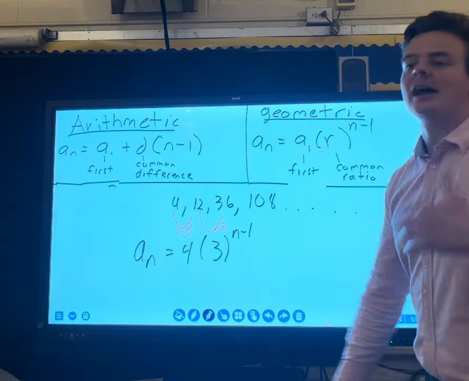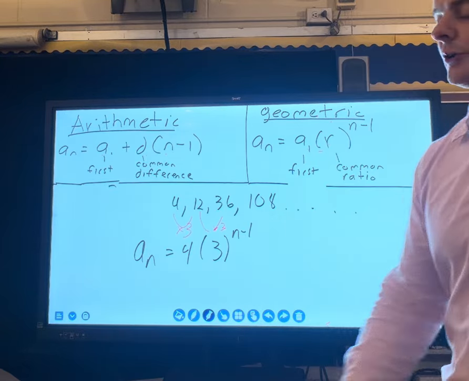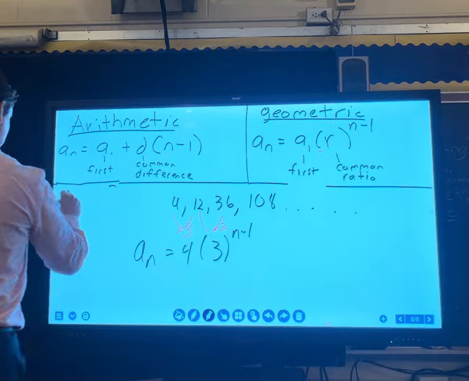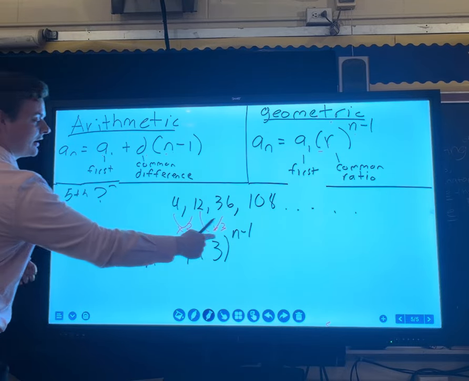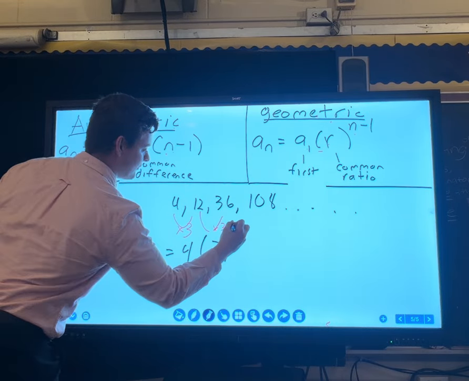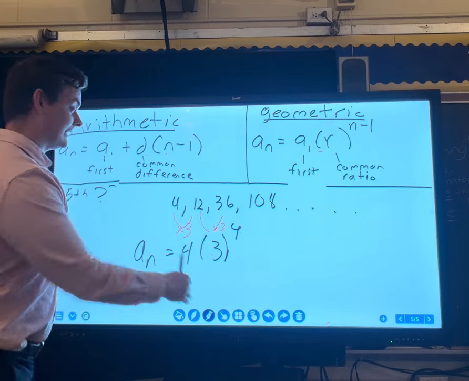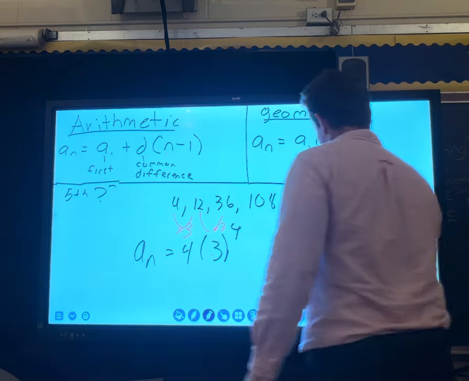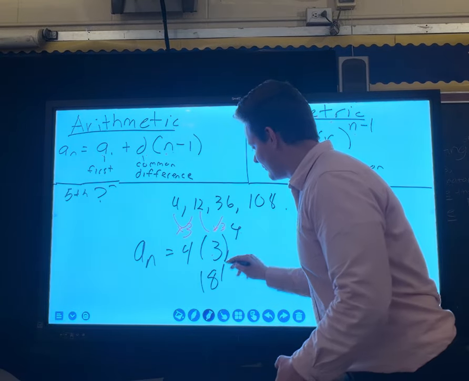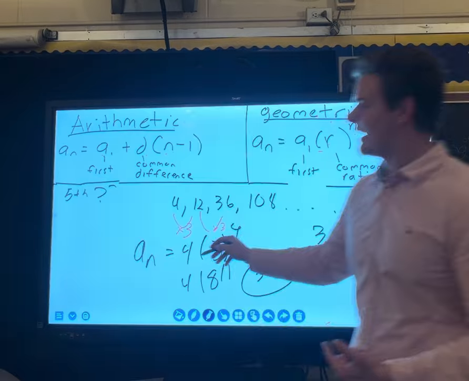Now that I have the formula, I can find the 5th term or the 51st term in my sequence. If I wanted to find the 5th term, I would just plug in 5 here into the n. And what is 5 minus 1? That's 4. And now I gotta do 3 to the 4th, which is not 12. It's 3 times 3 times 3 times 3, which becomes 81. And it's 81 times 4, which is 324. And that's my 5th term.